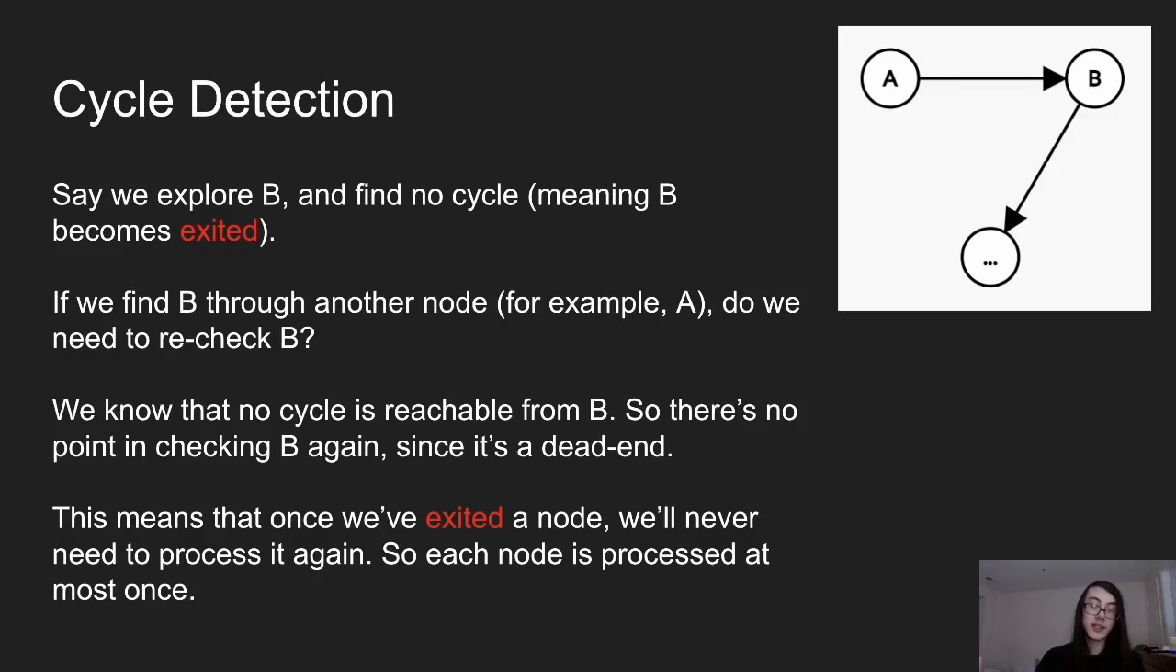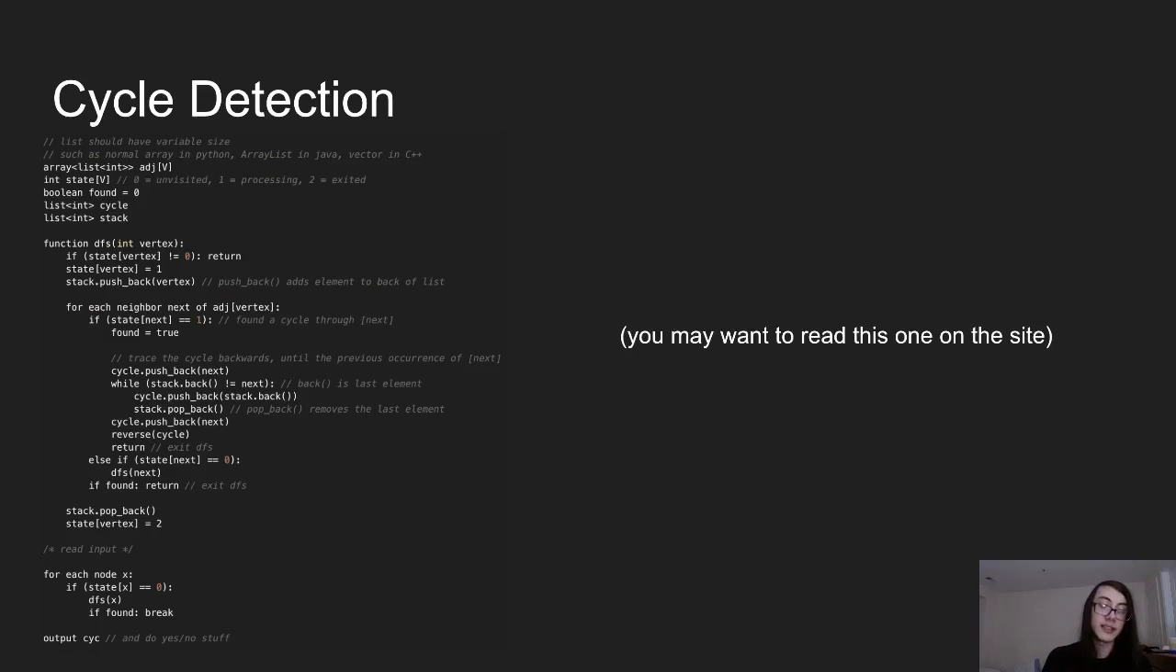But we still do have to try DFS from every node, because if we only do it from one node, what happens if there are multiple components, or some nodes aren't reachable from that single starting node? Then we won't find the cycle. So we have to DFS from every node, but we don't have to check exited nodes ever again. So our main loop, similar to component finding, will attempt to DFS from every node that hasn't already been exited. That means our time complexity is O of V plus E, since each node and edge is processed O of 1 times.